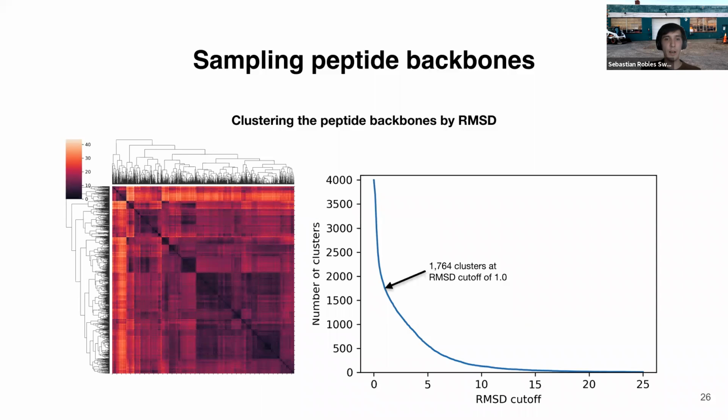But going forward, what I wanted to do at this step was really just eliminate redundant structures. So I chose a really tight cluster cutoff, just 1 angstrom. I considered anything closer than this to another structure redundant, and took one example from each cluster. So that was 1,764 peptide backbones.